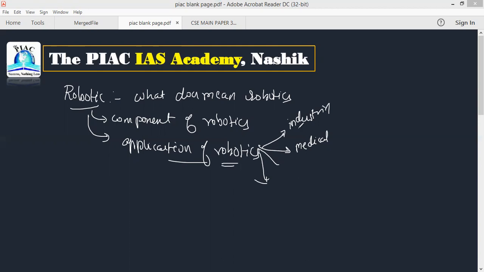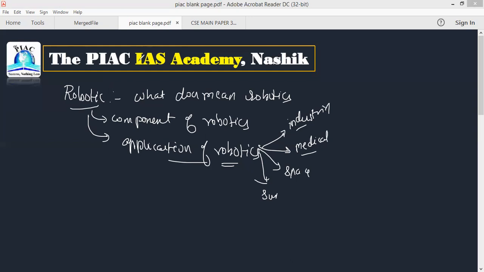And it is still playing a role in the industrial and medical fields, then in the space field, then in the surgery field, in the pharma field, whatever it is. So this will be seen in your robotics part.